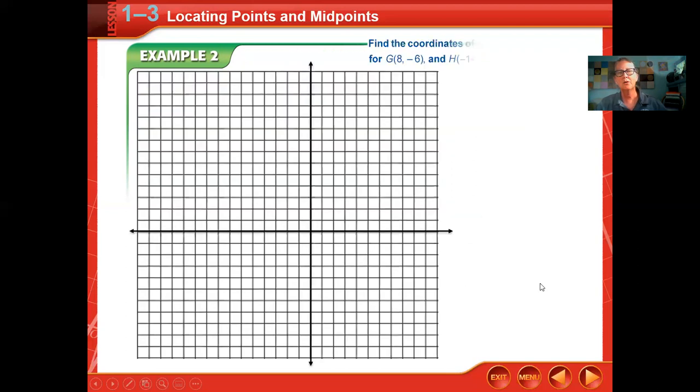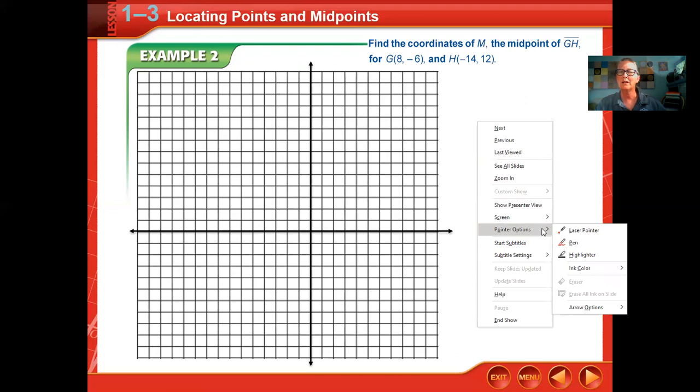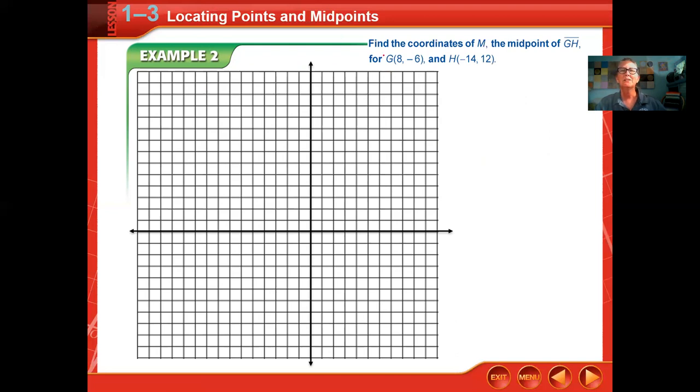All right, so how would you do this if you were graphing? You get to watch me draw with my pen again. So if I wanted to graph point G, I would go over 8. 1, 2, 3, 4, 5, 6, 7, 8. I'm going to make a little mark so I can remember where that was. And then I need to go down 6. 1, 2, 3, 4, 5, 6. So 8, negative 6 ends up to be right about here, and I'm going to call that point G.